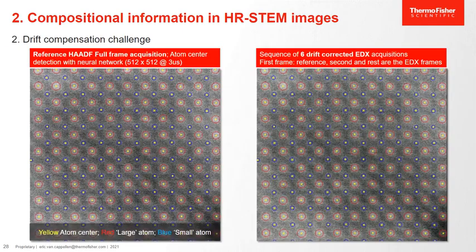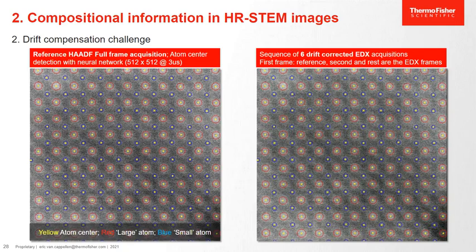Now, that's what you see on the left-hand side. So the yellow dots are the atom centers, the red circles are the large atoms, and the blue circles are the small atoms. This image is acquired, it's a 512 by 512 image at 3 microseconds, and there's about 213 atom positions in this image.